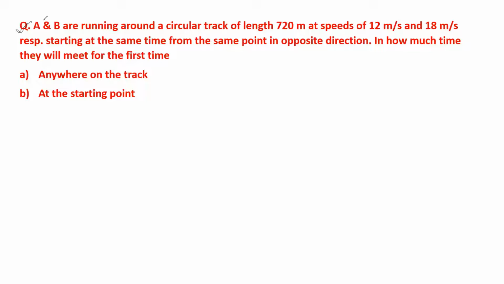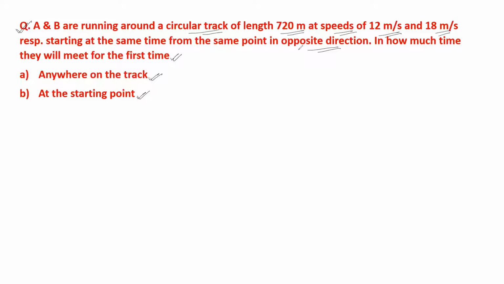Now, let us see this question. A and B are running around a circular track of length 720 meter at speeds of 12 meter per second and 18 meter per second respectively, starting at the same time from the same point in opposite direction. In how much time will they meet for the first time anywhere on the track and at the starting point?